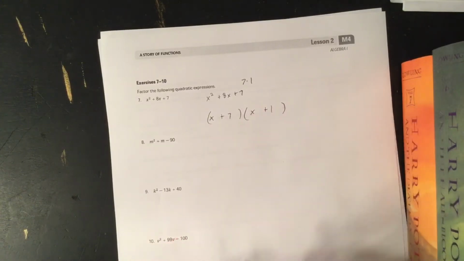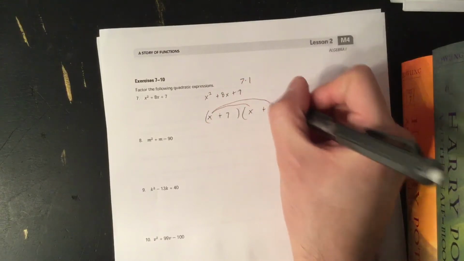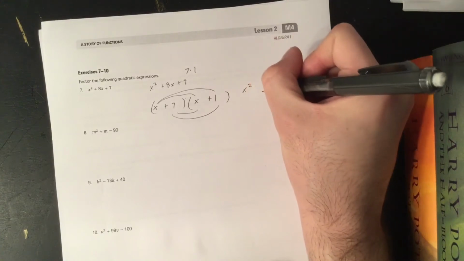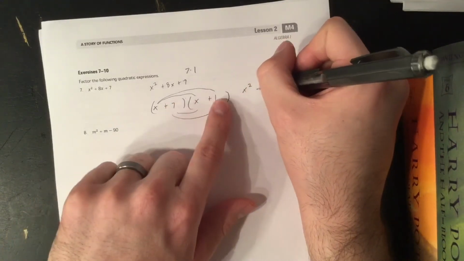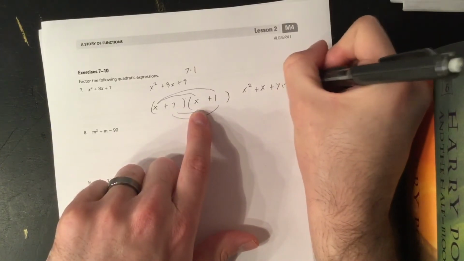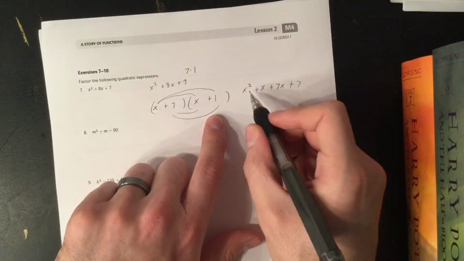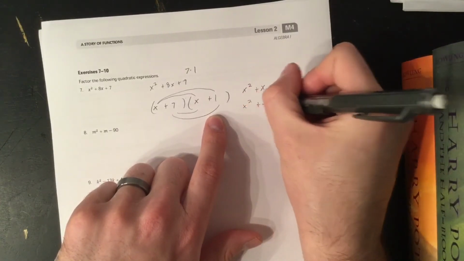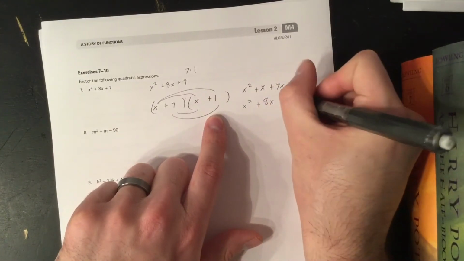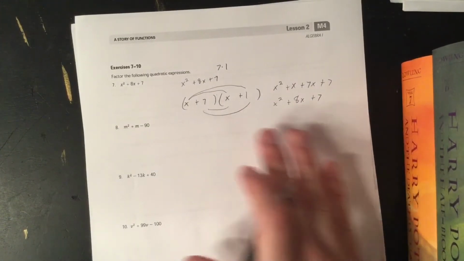And then 7 times 1 is 7. And I'll show that real quick. So x times x. So with FOIL, you have x squared. And then x times 1 plus x times 7, plus 7x. 7 times 1 is going to be plus 7. So you have x squared plus, then you'll do 1x plus 7x, 8x plus 7. So that would be how you would check yourself.